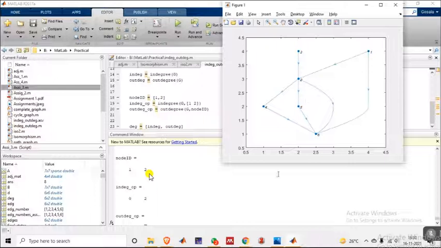Hello? 8 edges. There are 8 edges in this graph, right? So that's what is happening here. So there are 8 edges in this.